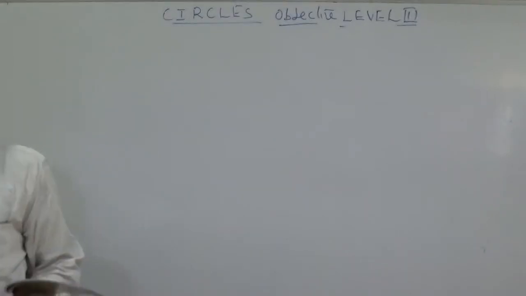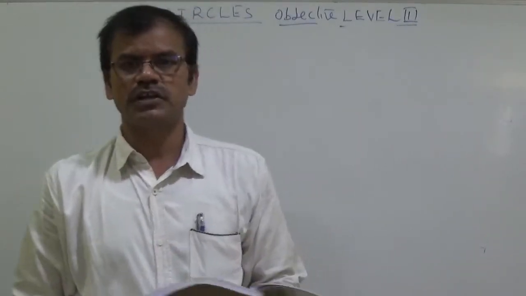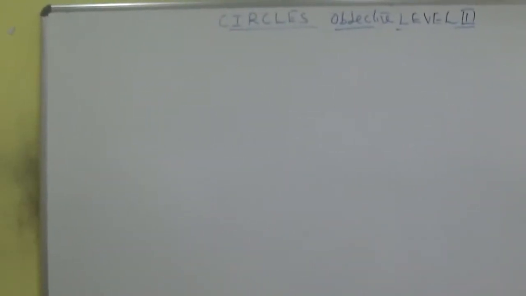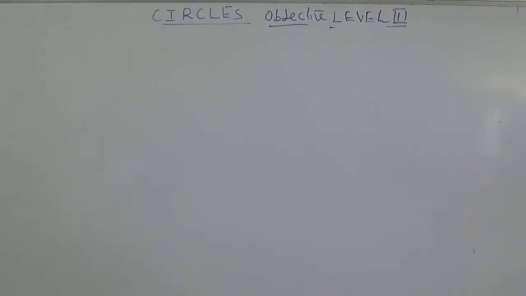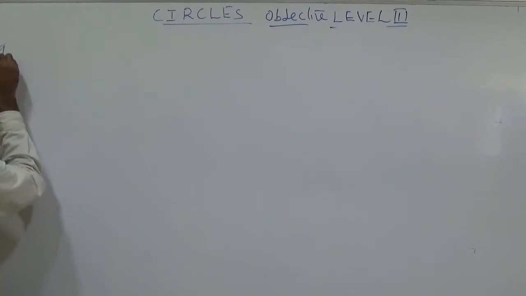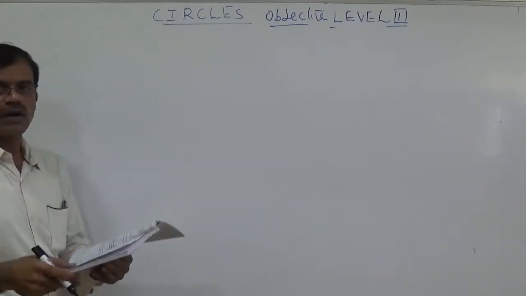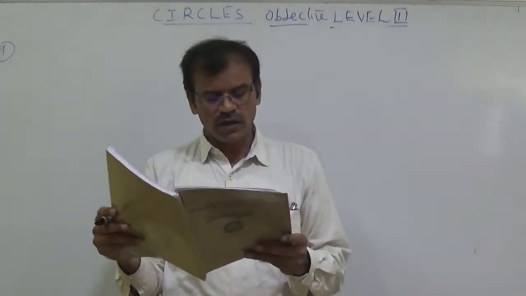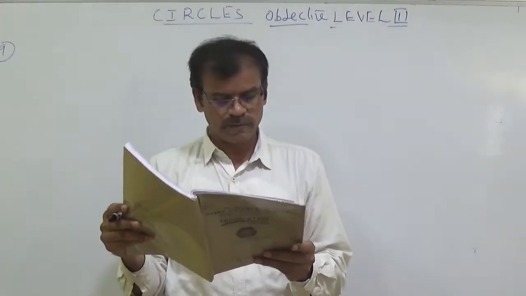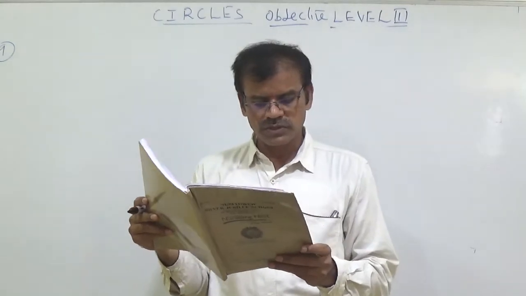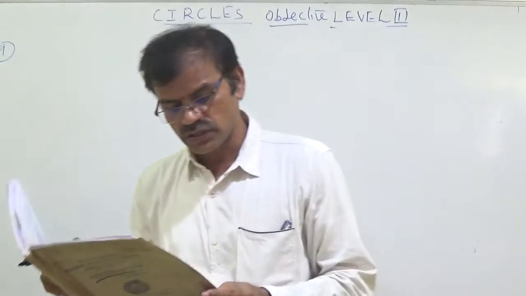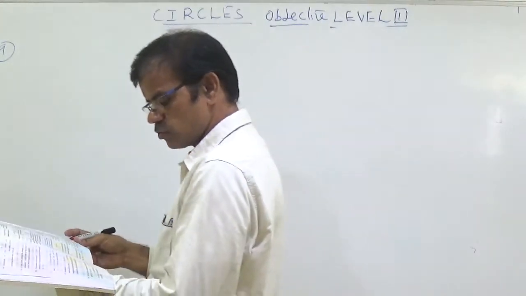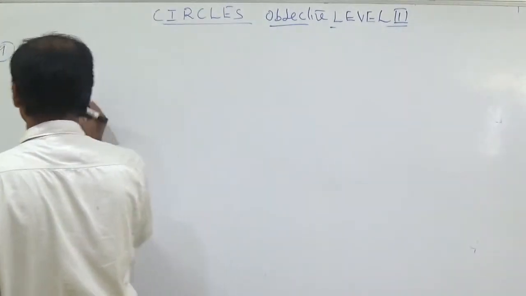Eighteenth question completed. Now let us discuss the 19th question. Nineteenth one: if the chord of contact of tangents from a point on the circle x square plus y square equal to a square to the circle x square plus y square equal to b square touch the circle x square plus y square equal to c square, then the roots of the equation ax square plus 2bx plus c equal to 0 are necessarily dash.